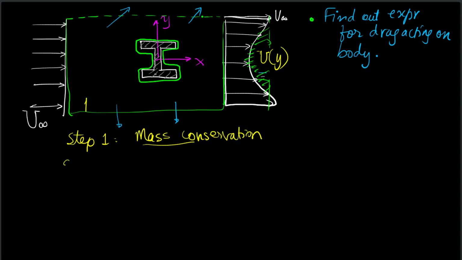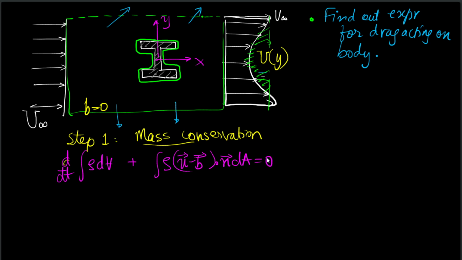So let us choose the control volume whose velocity is 0. So for this, d/dt of integral rho dV plus integral rho (u minus b) dot n dA equal to 0. This is the mass conservation equation. And because we are considering a steady flow, that is, this control volume is not deforming, neither is the mass inside, this term will be 0 because it's a steady flow. b is equal to 0. So it essentially boils down to integral rho u dot n dA equal to 0.